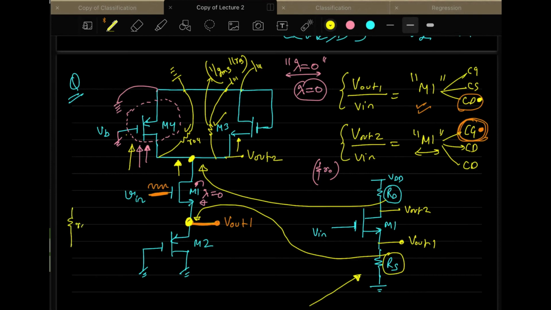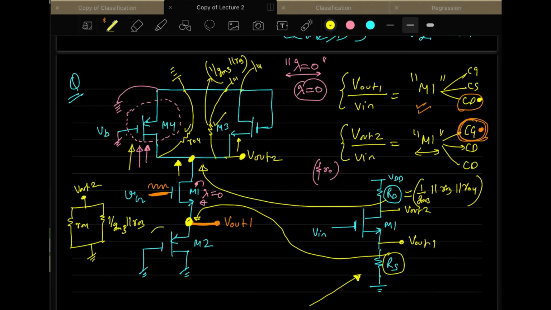Here you have RO4, then you have 1 over GM3 parallel RO3, and both of them are connected to ground, and on this side it is Vout2. You can see here it is Vout2, so both of them are parallel. So the resistance that is offered at this node is RD, and the value of that will be 1 over GM3 parallel RO3 parallel RO4. So this is the resistance RD for this particular topology.